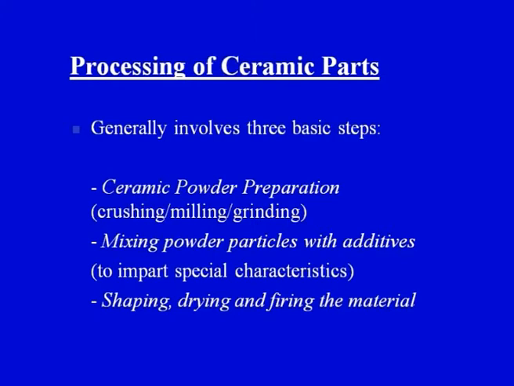We are not going to go into the detail of these steps again, but just to revise, we can see that first and foremost step is the ceramic powder preparation. Now ceramic powder preparation can be done by crushing, milling, grinding, or by various chemical methods that we have already discussed. So once we get a very high quality, high purity ceramic powder available with us, we can further go to the next step, that is the mixing these powder particles with the additives. Now once a high quality, high purity powder is available with us, it is mixed with certain binders and additives in order to impart certain special characteristics.